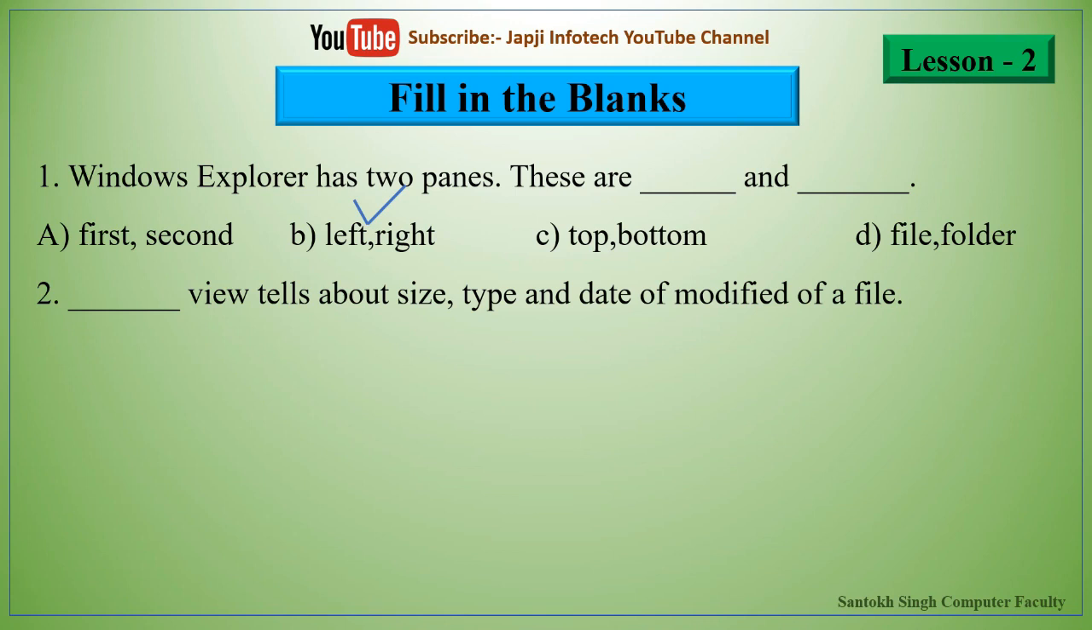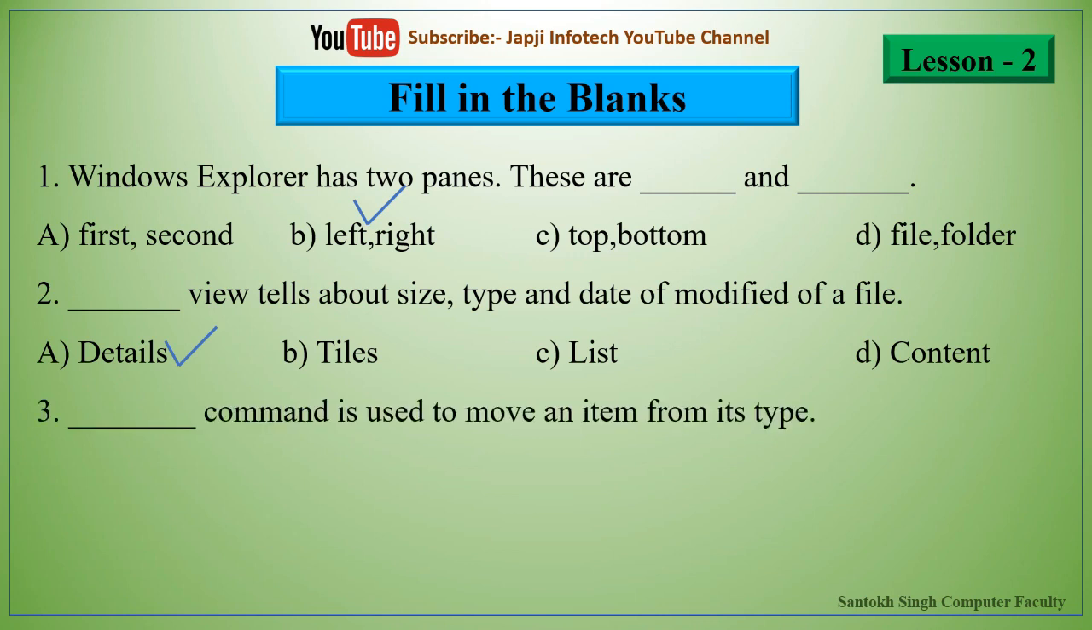So second one is: dash view tells about size, type and date of modified of a file. The options are details, tiles, list or content. So our right answer is: details view tells about size, type and date of modified of a file. The third one is: dash command is used to move an item from its type. Our options are copy, paste, cut or delete. So the right answer is: cut command is used to move an item from its type.